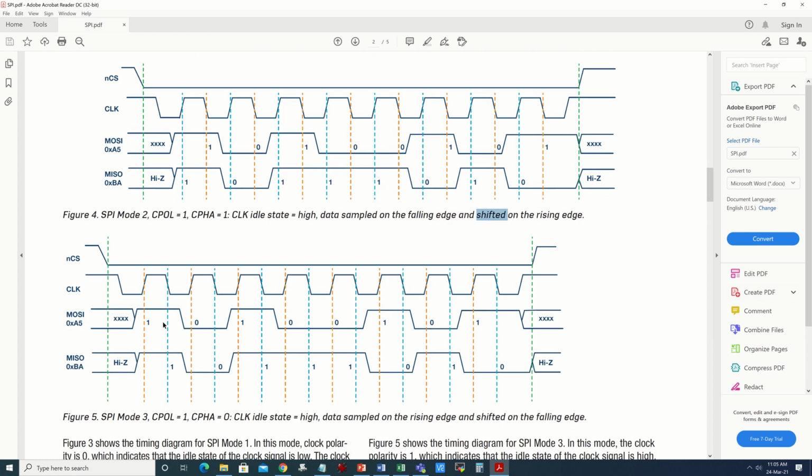For mode 3 it will again be slightly different from mode 2. In this case polarity is 1, phase is 0. So the rising edge samples data, the idle state is logic 1, and again we are not using the first falling edge. Data is sampled during the rising edge and shifted on the falling edge. So it is just opposite to mode 2, where the falling edge was sampled, and here the rising edge is sampled in mode 3.